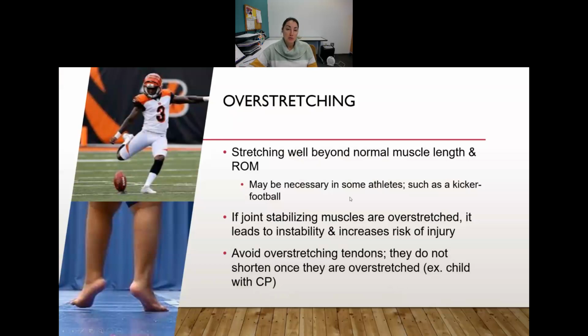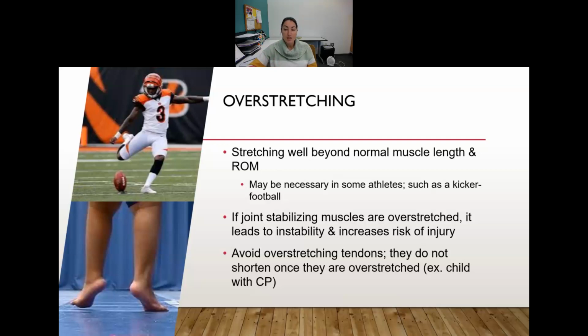Overstretching, this is when you're stretching beyond the normal limits. It may be necessary in some athletes, like a kicker, if they need excessive hip extension or flexion, or a cheerleader that might want their leg to go way behind their head. Then that would be the case there. The problem with overstretching, and the reason you would only want to do it in certain instances, is if you overstretch an area, that area also becomes less stable. So if you continuously overstretch, then you're setting yourself up for a higher risk of injury.